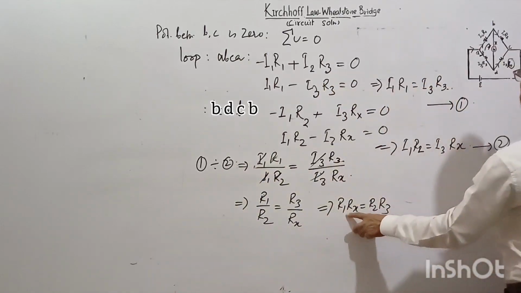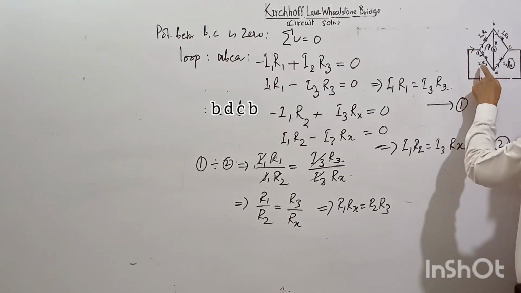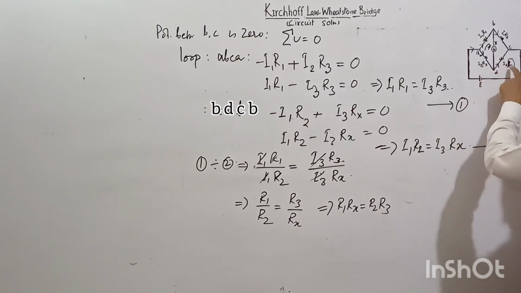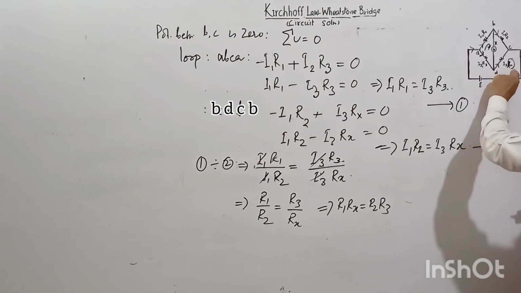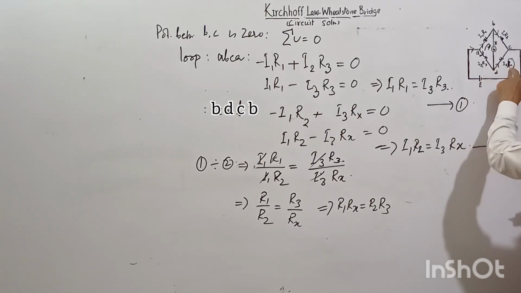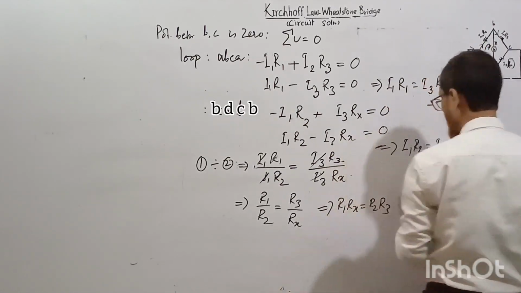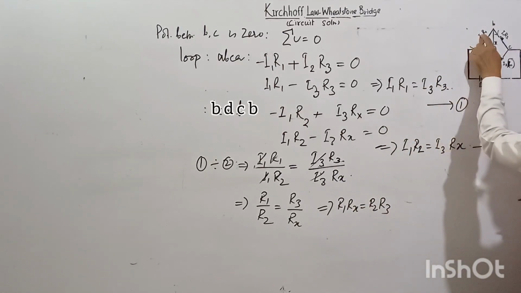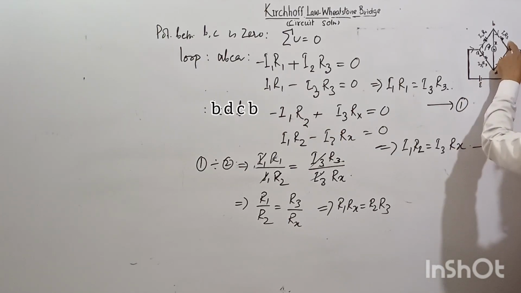So what we get is that the ratio of R1 to R2 must be equal to R3 to Rx. If Rx is unknown, we will adjust this resistance in such a way that the ratio of I3 R3 and I3 Rx, meaning R3 by Rx, must be equal to R1 by R2. That gives the reading of the unknown resistance Rx, which is the final answer. So from the relation we get R1 Rx equal to R3 R2.